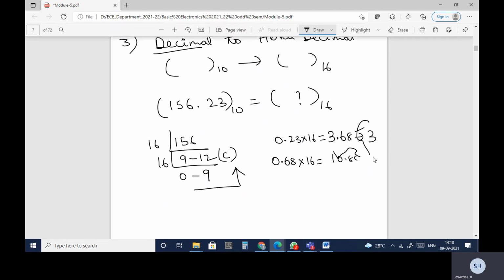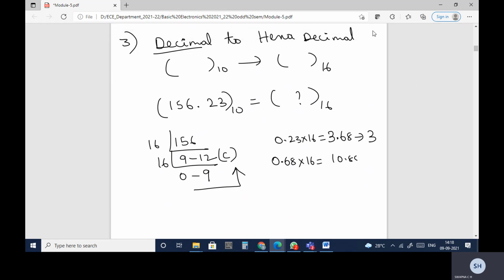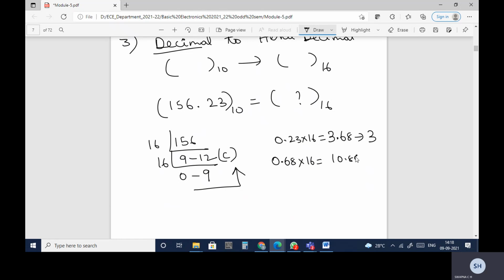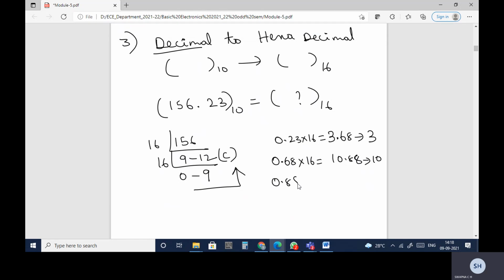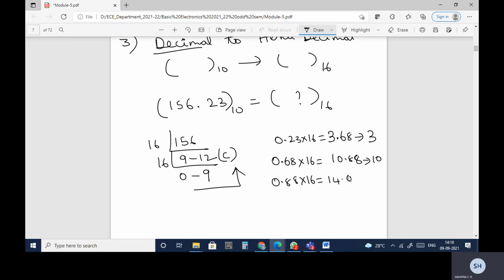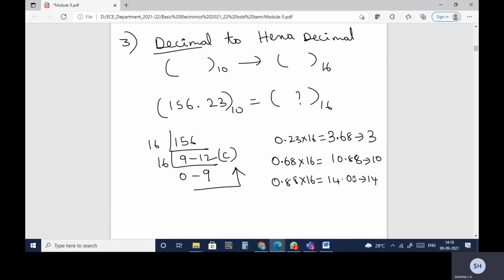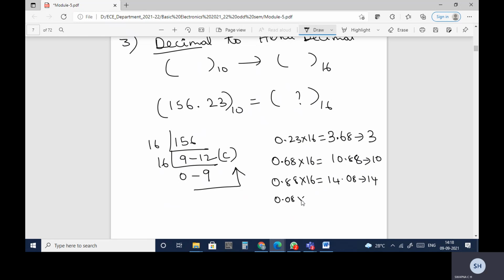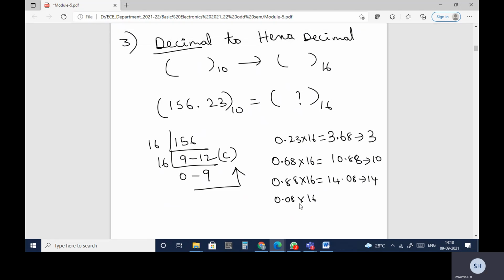So 10.88: the integer part is 10 and the fractional part is 0.88. So here again you need to multiply 0.88 with 16. When you multiply 0.88 with 16, you will get 14.08. So again you will have 14 here, and the fractional part 0.08 into 16. So multiply 0.08 with 16. When you multiply 0.08 with 16, you will have 1.28.